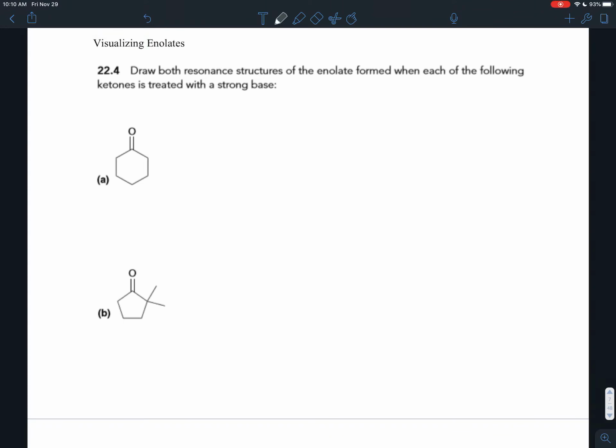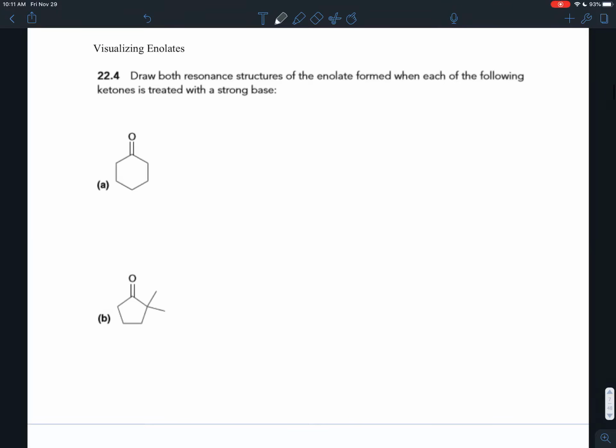Enolates, as we introduced last time, are going to be crucial to understand the mechanisms in this chapter. They turn the alpha carbon into a nucleophile. And so this video is meant to help you to visualize, to see those enolates even before they're formed, to sort of train your mind when you see a ketone to see the enolate and to see how it can react. And we'll use that ability in larger mechanisms in future videos.